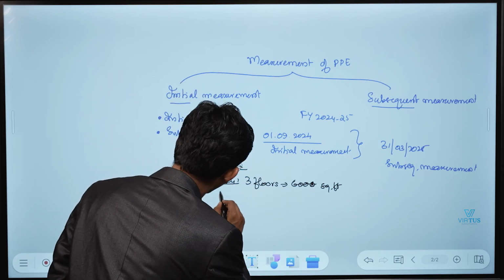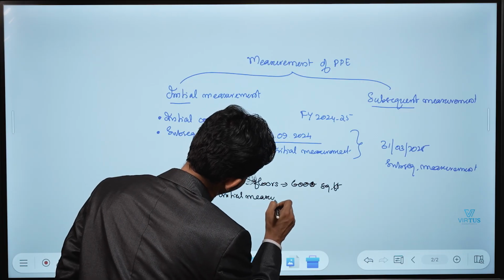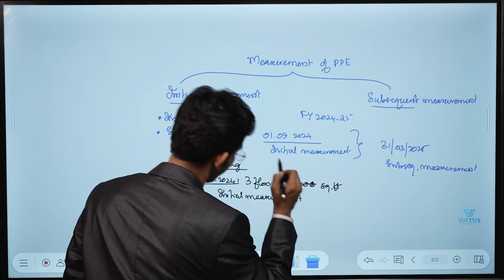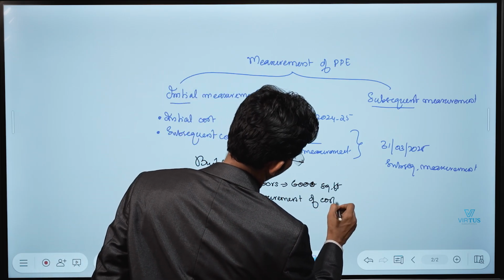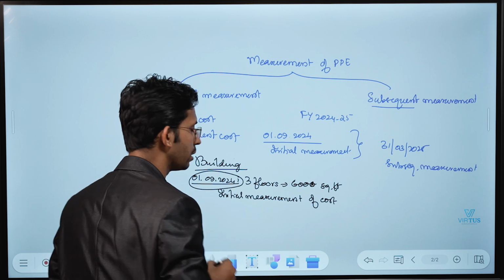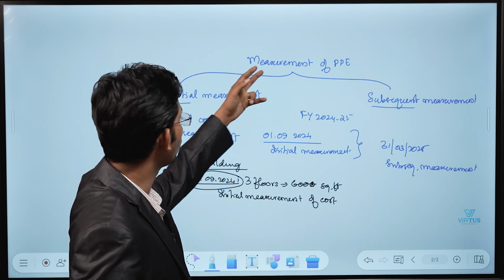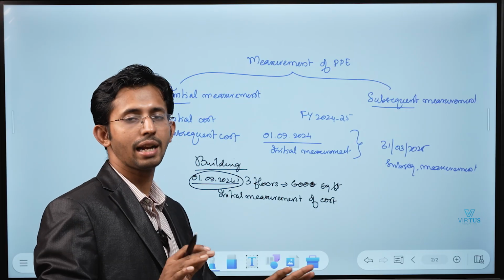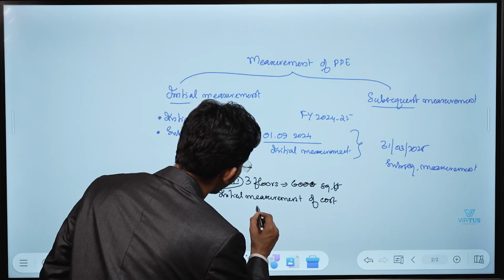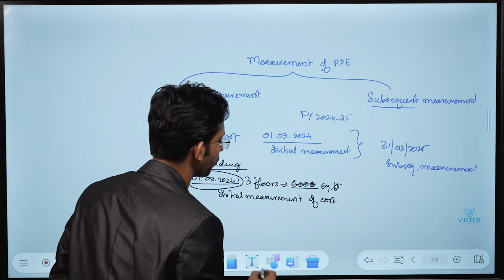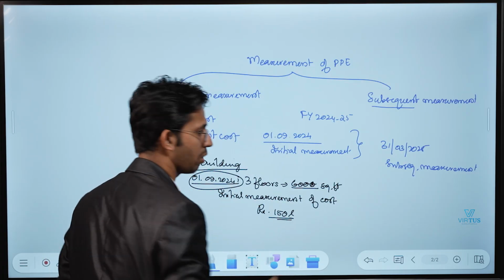So you will have to have the initial measurement of cost. Initial measurement of cost on what? 1st September 2024. Why do you have the initial measurement of cost on 1st September? Because that is the date on which you recognize the asset. You decided to capitalize, you decided to recognize it as an asset. So this is initial measurement of cost, and the cost of this 6,000 square feet came to, let's say, rupees 150 lakhs. So this is the initial cost.